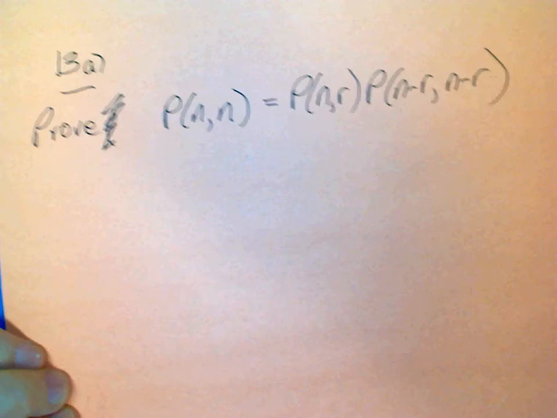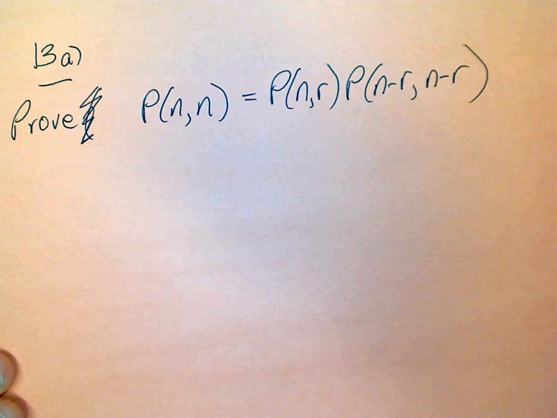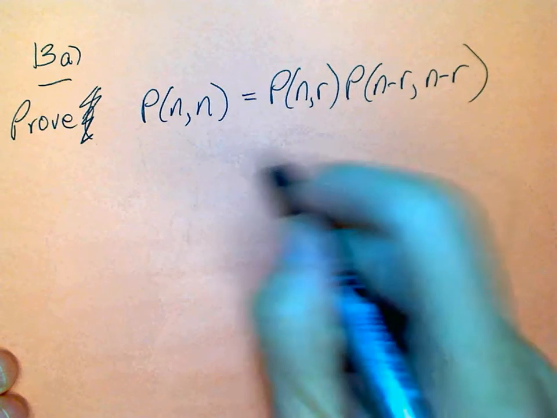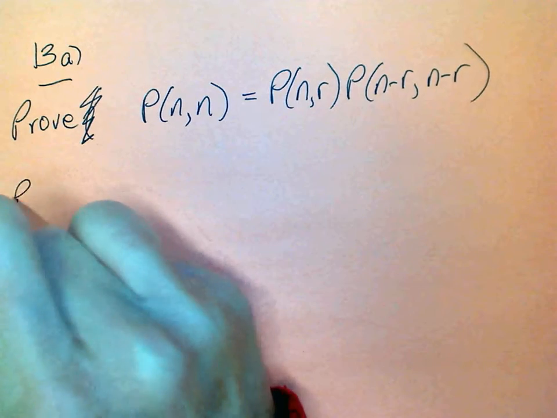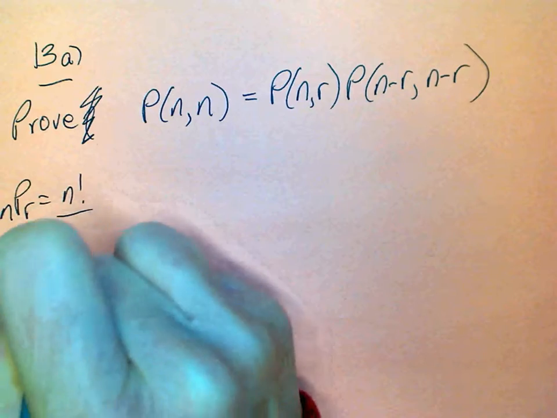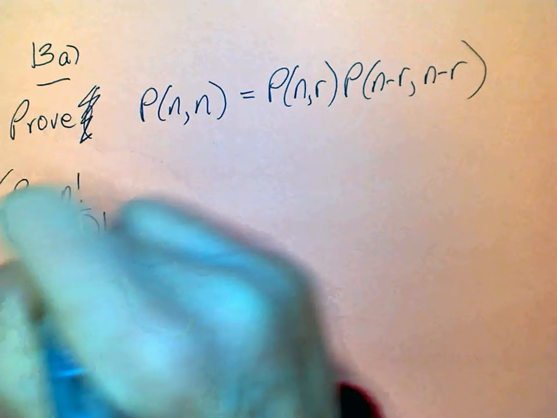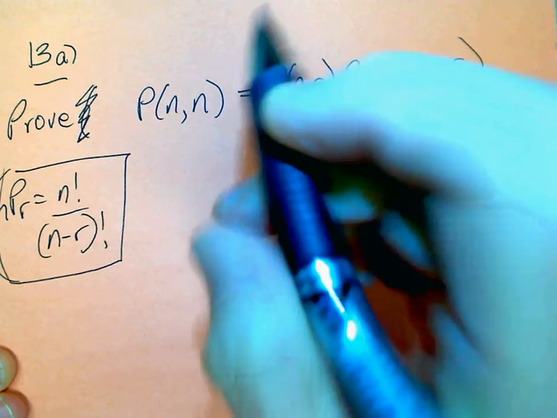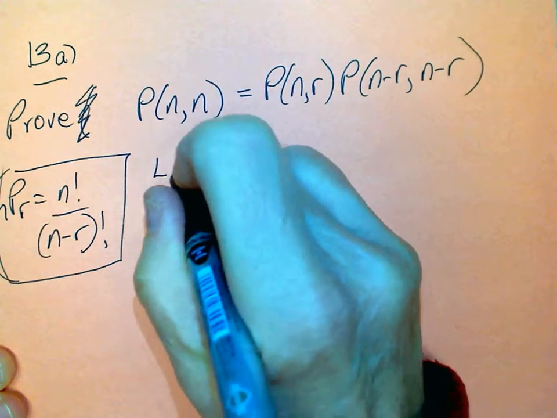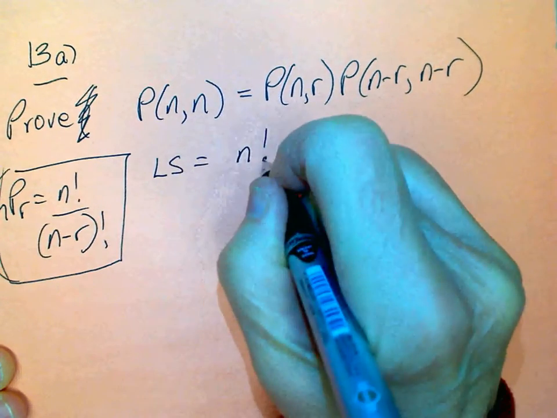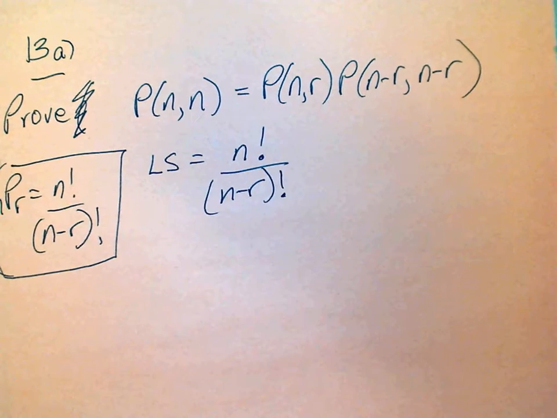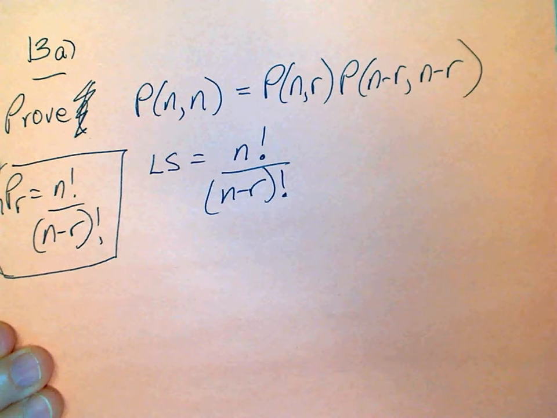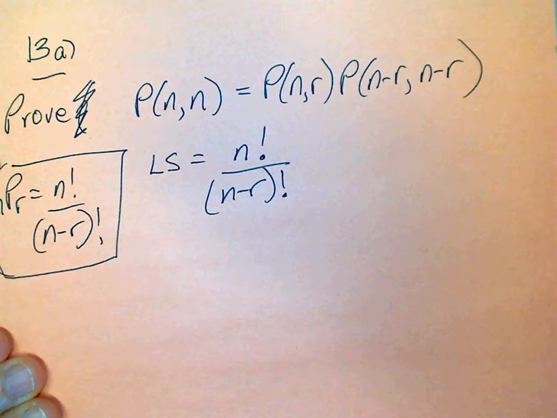Just making sure I'm trying to minimize any transposition errors. Okay, so again, we're using that same formula, n factorial over n minus r factorial. And that's the formula we're using. So we have left side equals n factorial over n minus r factorial. Well, that's as far as we can go on the left side. So now we're going to have to go on the right side and see what we can do with that.